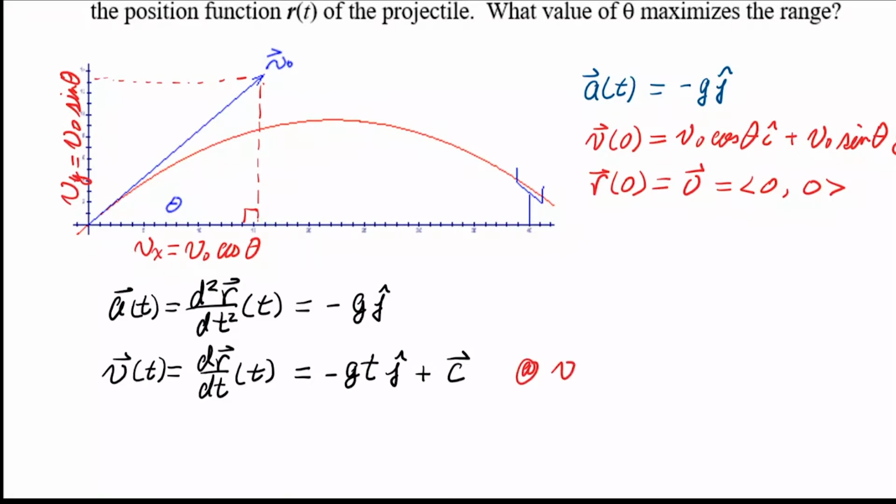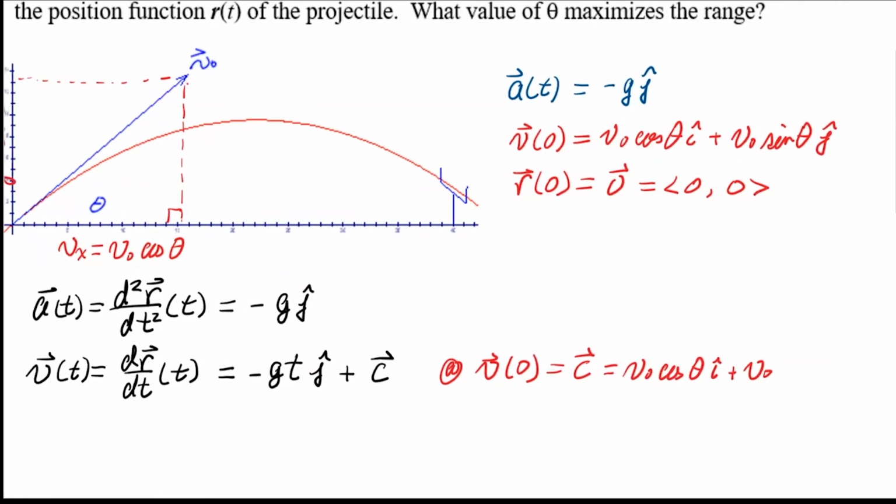Okay, let's evaluate the initial condition. Velocity at time 0, which means you substitute 0 for t. So this just becomes c, correct? However, from our initial condition from the problem, that should be v naught cosine theta i vector plus v naught sine theta j vector. Good? That tells you what c is.